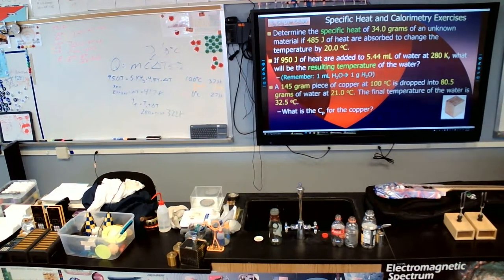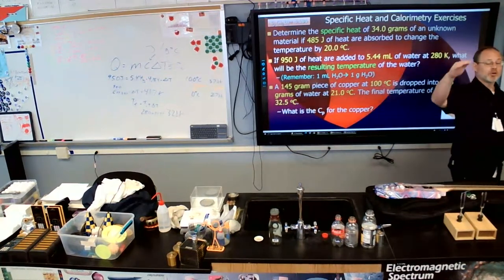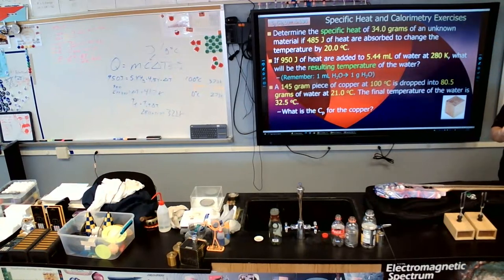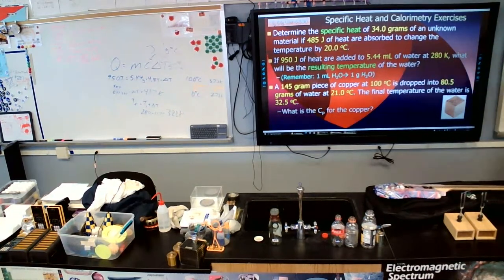Okay, so to diagram it, the Q of the metal is equal to the Q of the water. So the MC delta T of the metal is equal to the MC delta T of the water. And here's the thing, guys. The metal and the water both end up at 32.5. So the metal goes from 100 to 32.5, and the water goes from 21 to 32.5. Work this one out for a little bit.